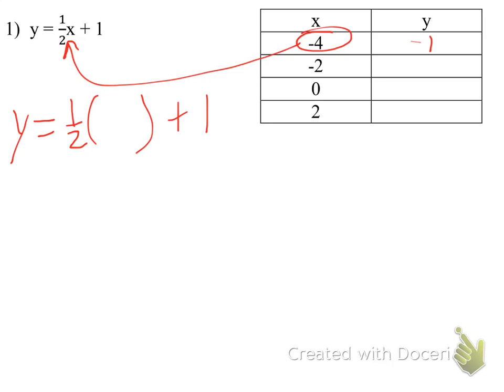So there's our first entry. Second entry, -2. 1/2 of -2 is -1. Add 1, you'll get 0. Take 0, plug it in, put it right here in your equation where x used to be. 1/2 of 0 is 0. Add 1, you get 1. Now take 2, plug it into your equation. 1/2 of 2 is 1. Add 1, you're at 2 again. And there we go. So here are the numbers that go in the y column on your table.